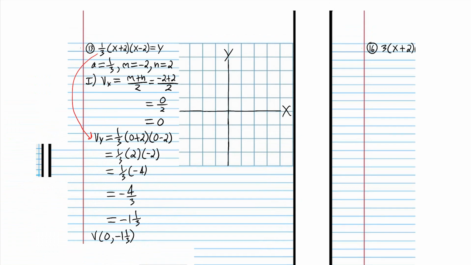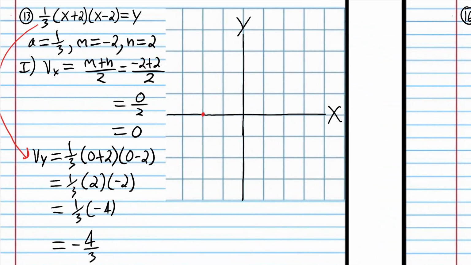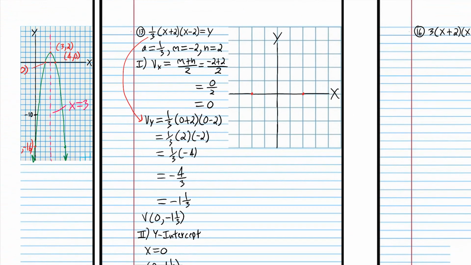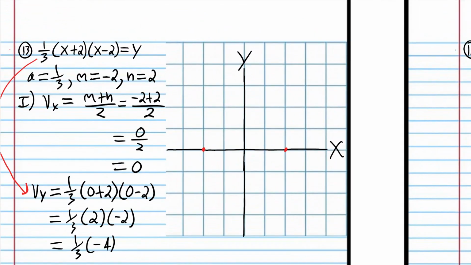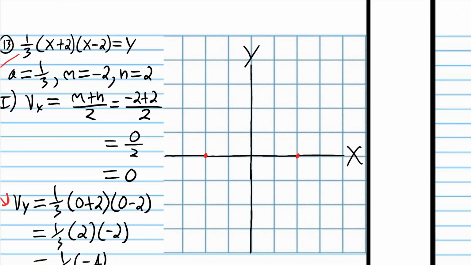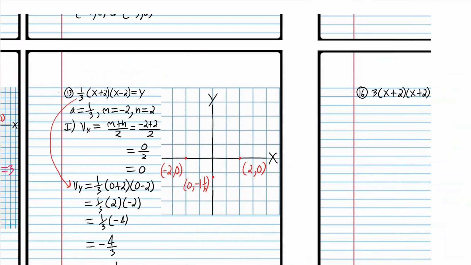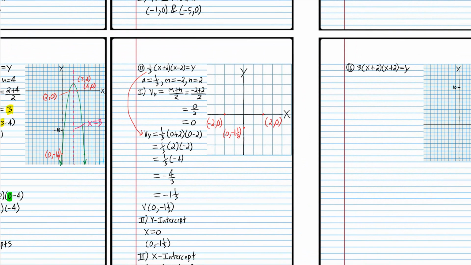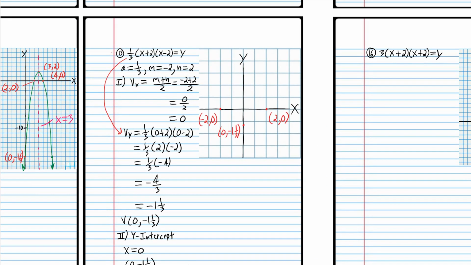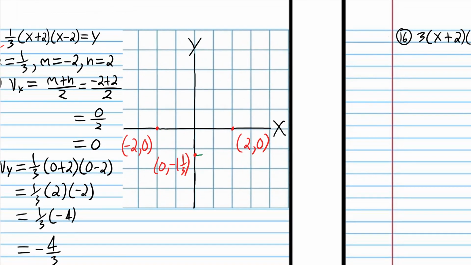So let's go ahead and plot those x-intercepts: -2 and 2. And the vertex is (0, -1 and 1/3), which is about here. And that is (2, 0) and (-2, 0). So we found the x-intercepts and we found the y-intercept, which happens to be the vertex itself. And now we're ready to connect the dots.